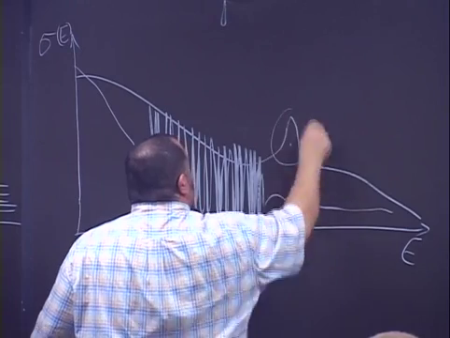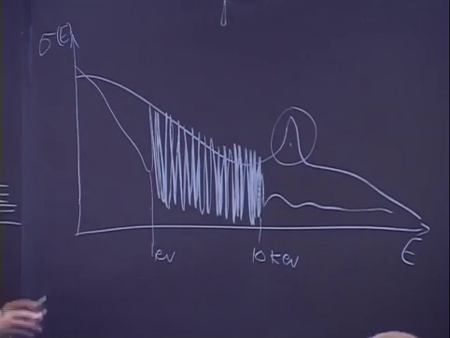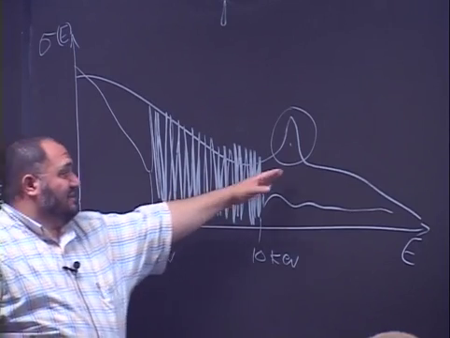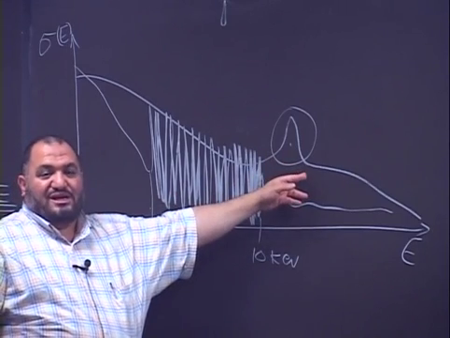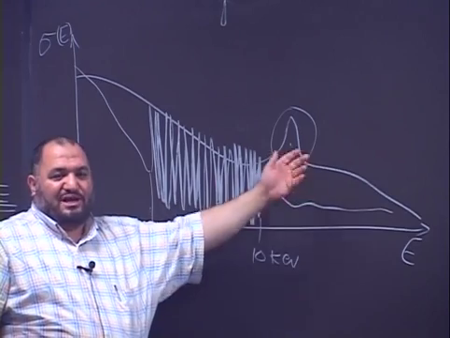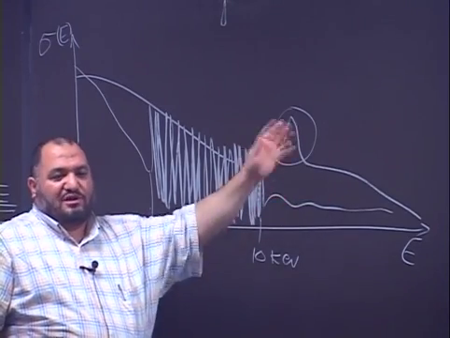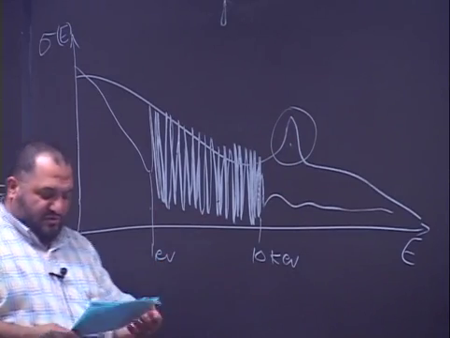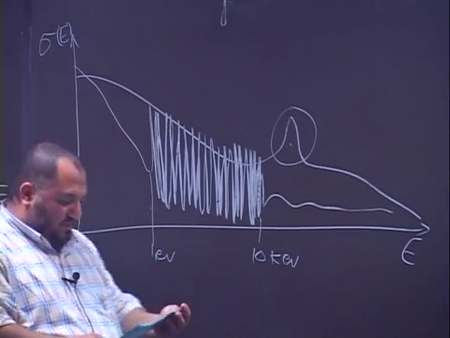This one is a resolved resonance. It's alone, standing alone. This is unresolved. This is resolved. This is heavy nuclei. This is light nuclei. And usually, this single resonance will be at, let's say, kiloelectron volt and above. But for heavy nuclei, it will be from 1 to 10 kiloelectron volt. So you have to keep this in mind.